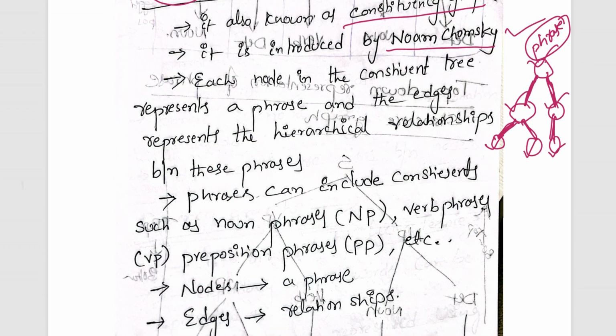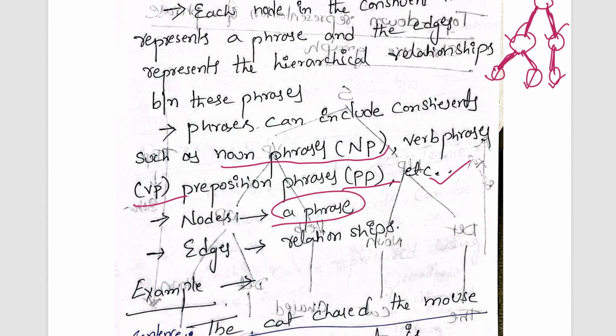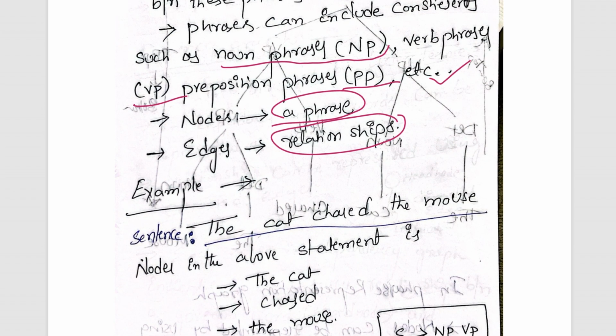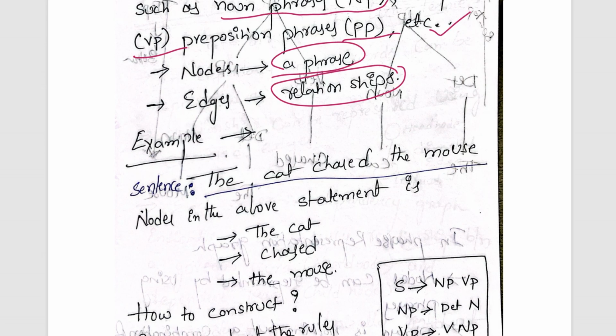So the phrases we can include in the structure of a tree are, as I wrote already, noun phrase, verb phrase, preposition phrase, and so on. Here I wrote very simply: nodes can be used as phrases, edges can be used to represent the relationship. Okay, so let me explain with a simple example how we will construct the phrase structure graph, graph in the sense of tree representation.